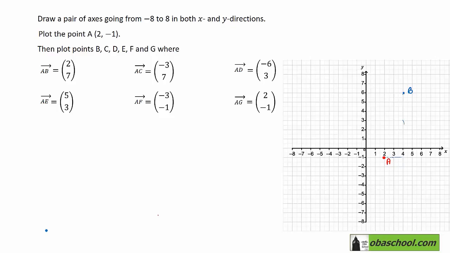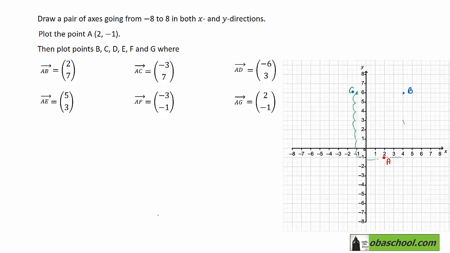Now vector AC. AC has the components -3 and 7. So we go back to the initial point A, and then we go 3 to the left. After that, we go 7 up, since it has the y component 7. So we count 7 squares upwards until we get to this point, and here is where point C is going to be.